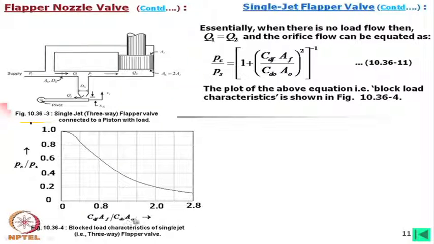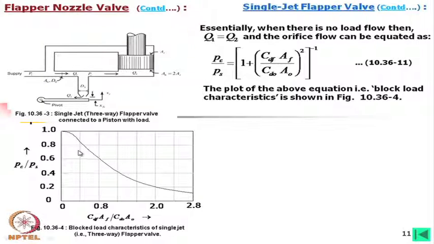So, this ratio is varying from 0 to 2.8. Now, how can it be 0? AF itself is 0. This area is equal to 0. How? This means that this is completely closed. That means xf in the positive direction is equal to xf0. In that condition, what we will find is that PC is equal to PS.